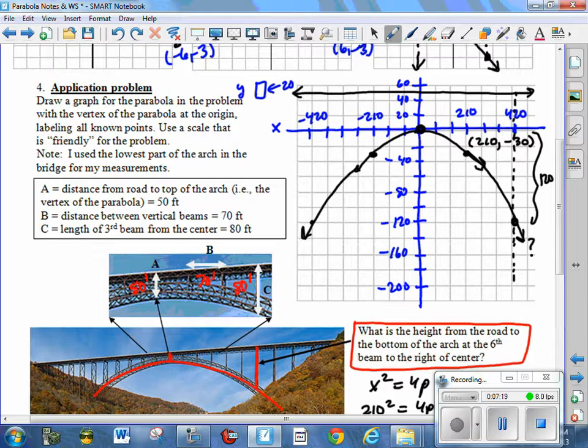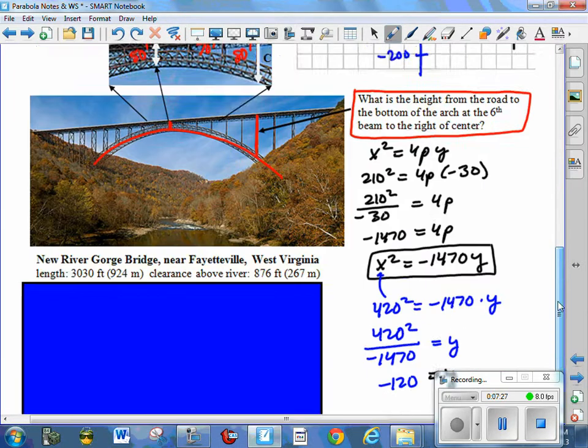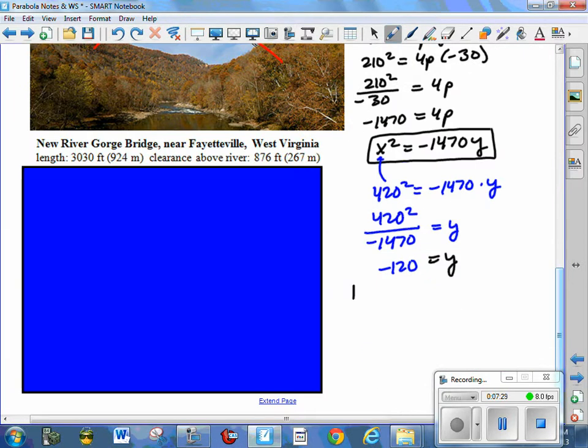But the length of the beam also includes this distance up here, which is 50. So we would have to say that the total length of the beam then is 170 feet. So length of the beam equals 50 plus 120 is equal to 170 feet.